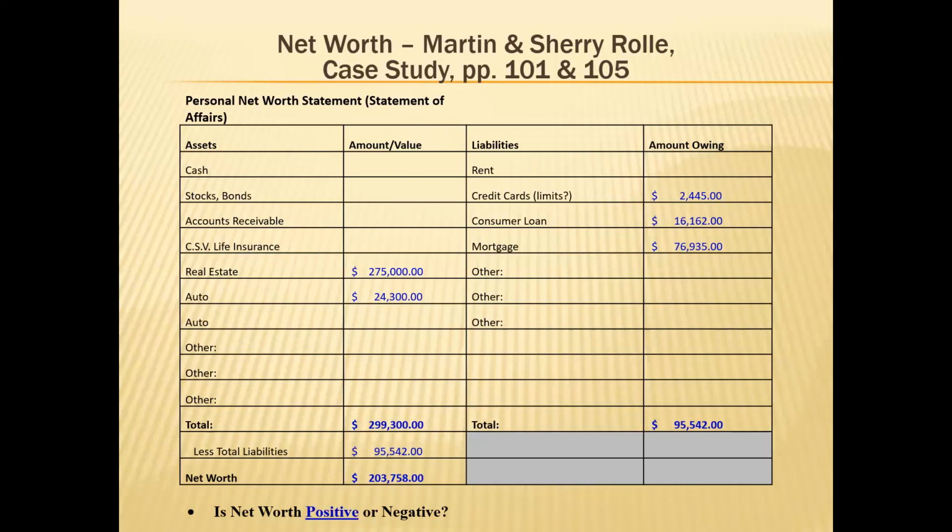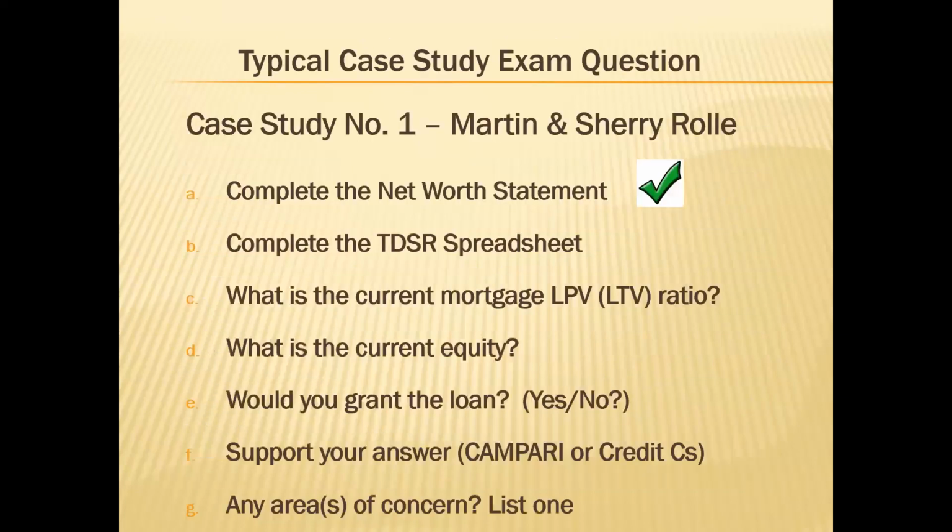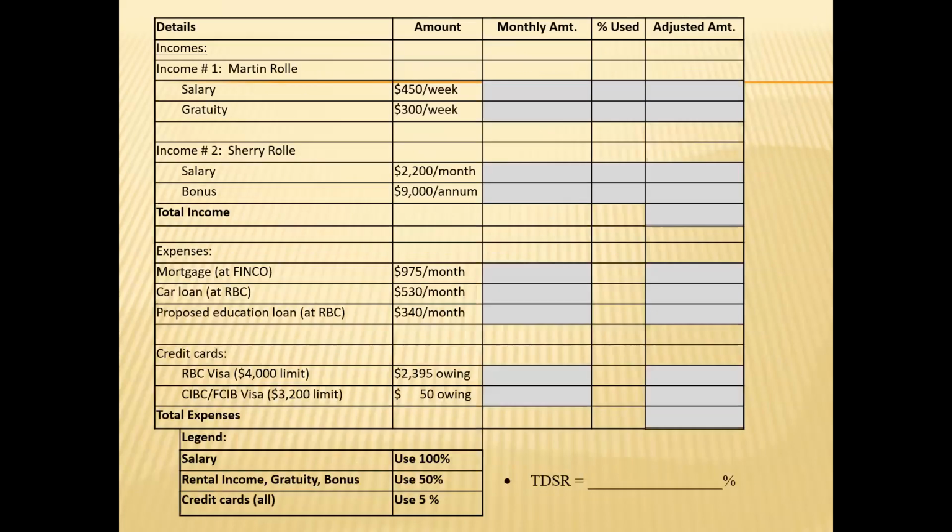All right. So are there any questions on that? No, sir. Okay, good. So we've completed the net worth statement. We're going to move on to completing the TDSR spreadsheet. So we start with Martin Roll. His salary, $450 a week. So we have the first column to fill out the monthly amount, the second column, the percentage used, and the third column, the adjusted amount.